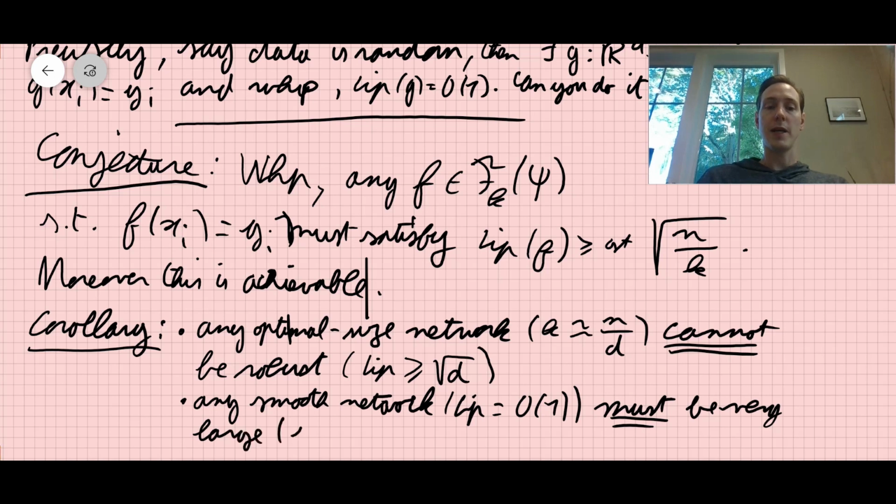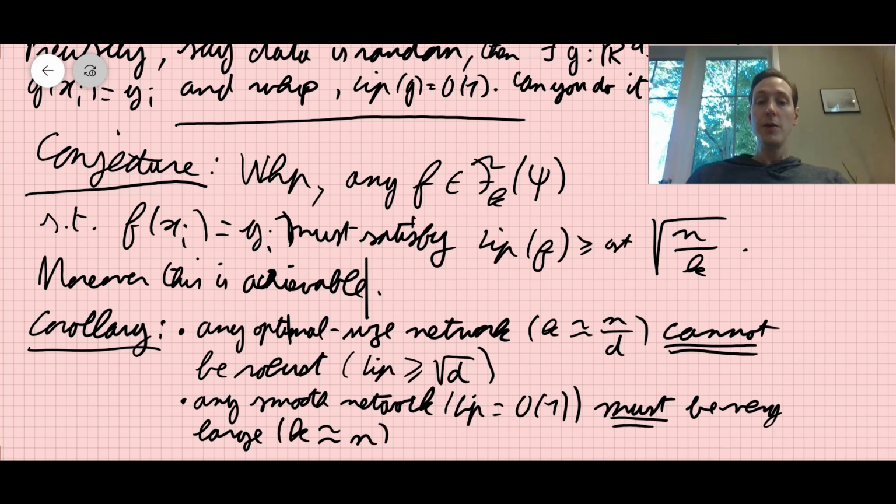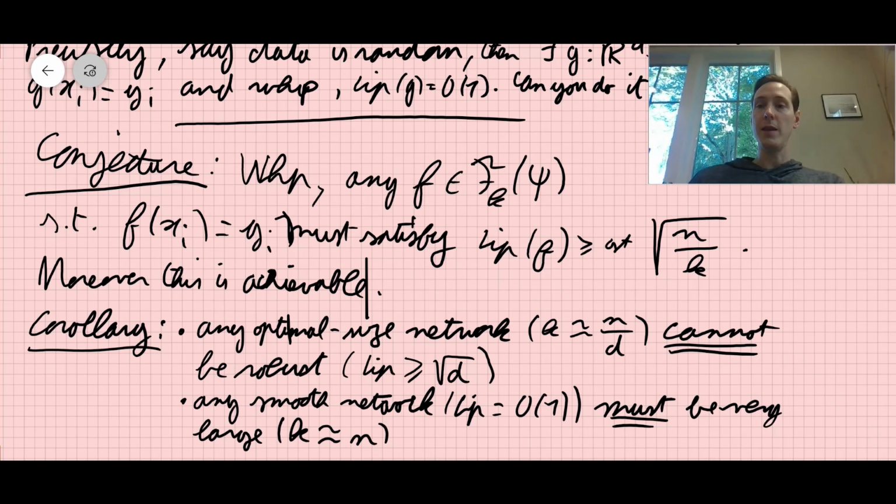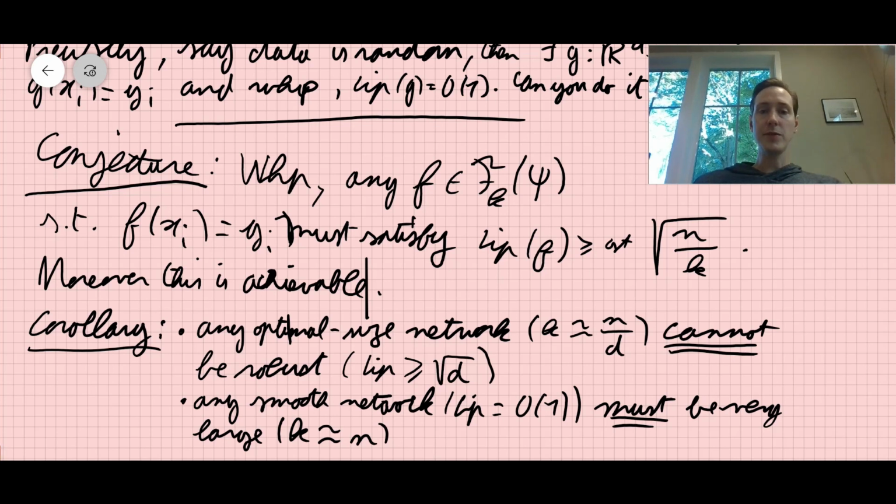And how large exactly? Well, K should be of order n. You see, in the conjecture, if you want the Lipschitz constant to be of order 1, you need K to be of order n. You need basically one neuron per data point. So it's huge overparametrization. Okay, all right, so this is the conjecture. It would be great to prove it.